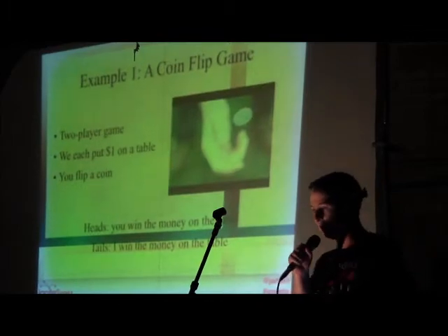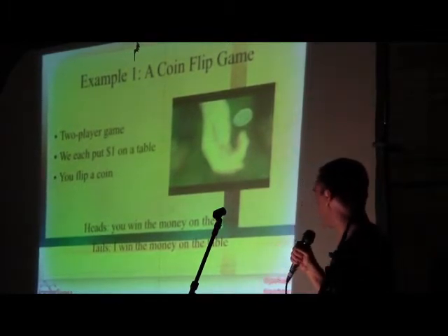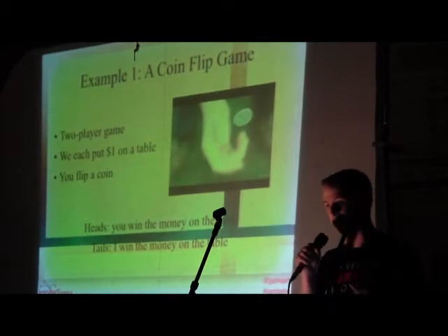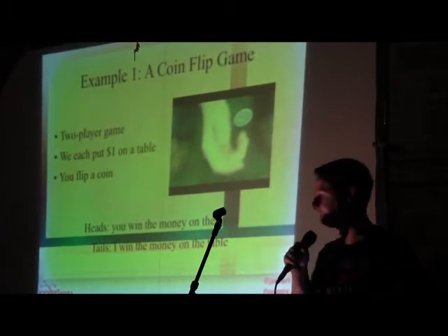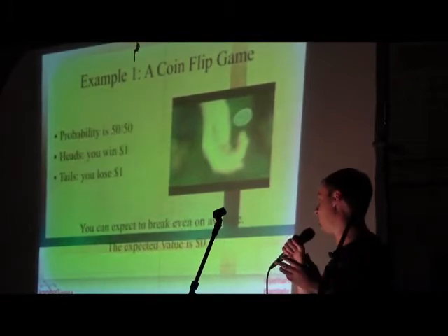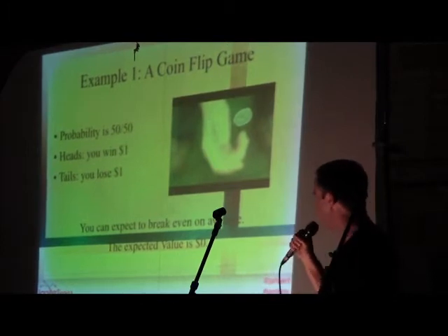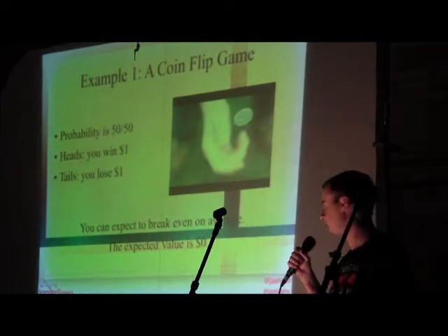So imagine we're playing a game. We each put $1 on the table. You flip a coin. If it's heads, you win the money. If it's tails, I win the money. Well, what can you expect to gain on average from this game? Well, you're just as likely to win $1 as you are to lose $1, so you can expect to break even on average. The expected value of this game would be 0.